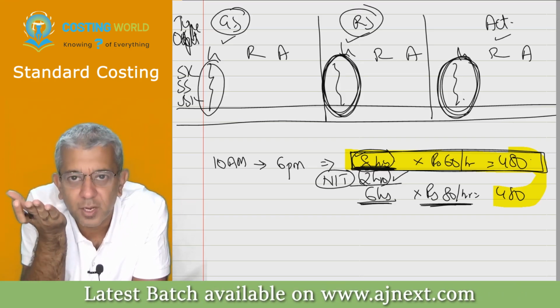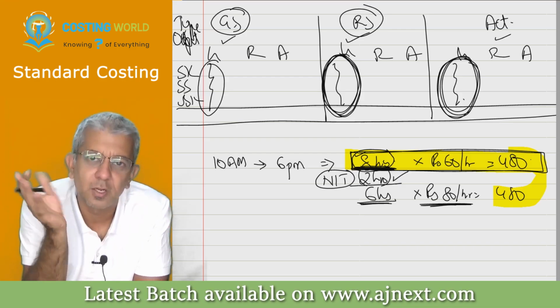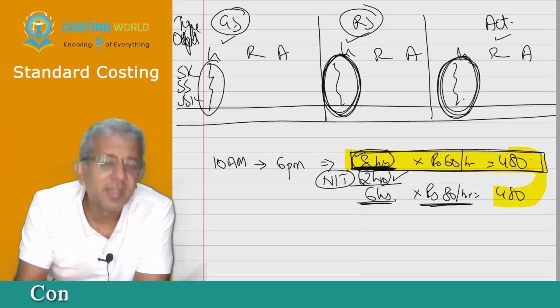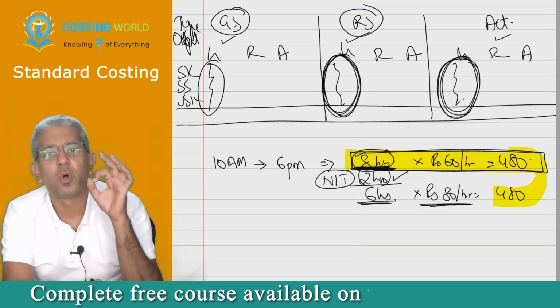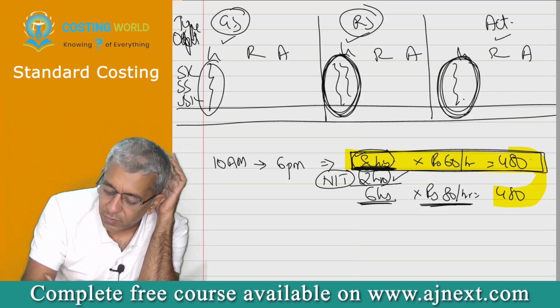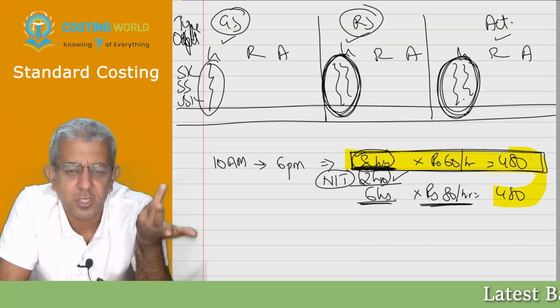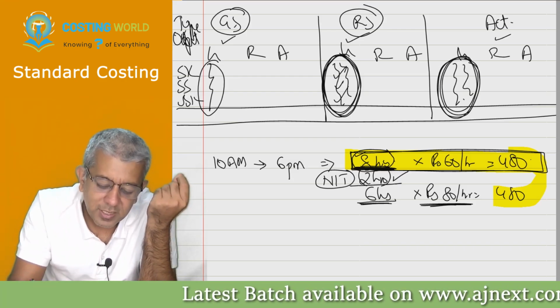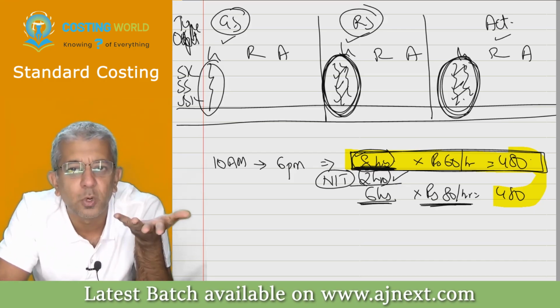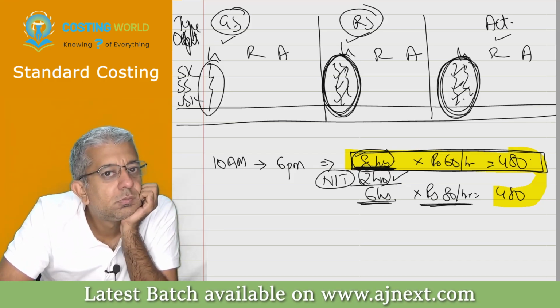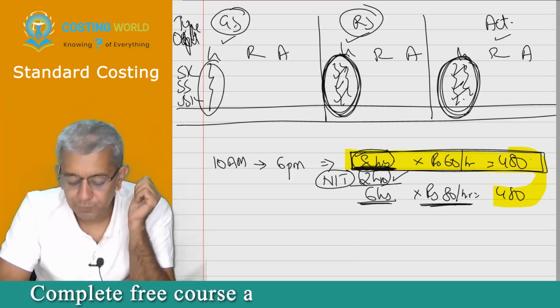So I'm not going to educate you much about that question. Forget it. They will never ask a question with normal idle time, because it will be in both places, so there is no difference. In standard costing, if something is in both places, due to that there will be no difference.